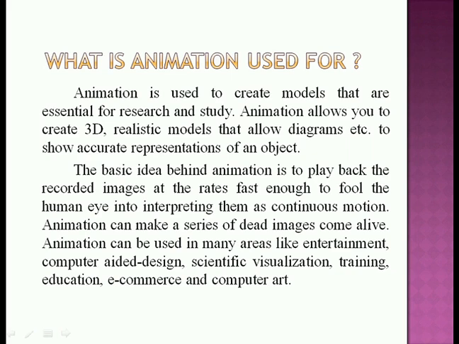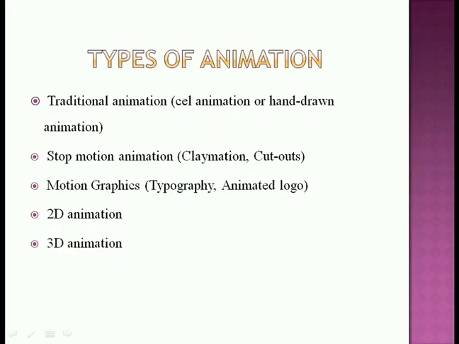Animation can make a series of dead images come alive. It can be used in many areas like entertainment, computer-aided design, scientific visualization, training, education, e-commerce and computer art. There are 5 various types of animation. They are traditional animation, which is also referred to as cell animation or hand-drawn animation, stop motion animation, which is also referred to as clay motion or cutouts animation, motion graphics, which is also known as typography or animated logo, 2D animation and 3D animation.